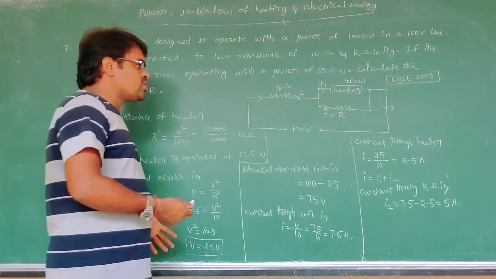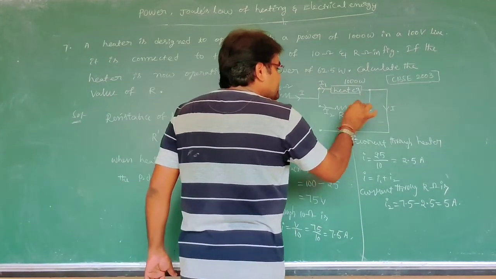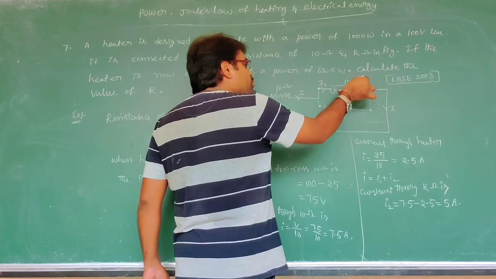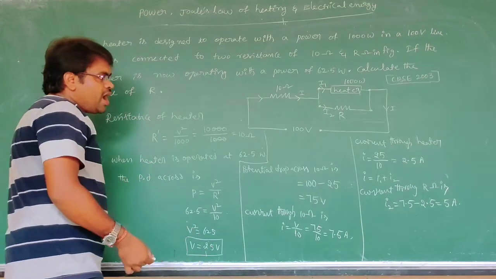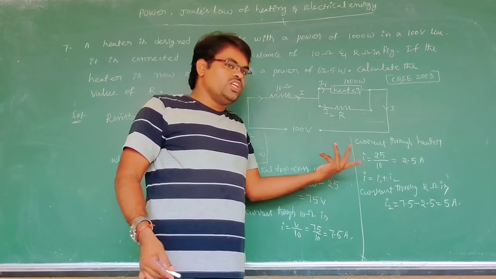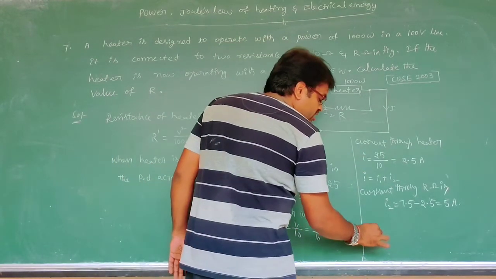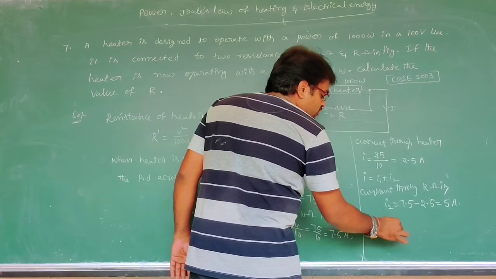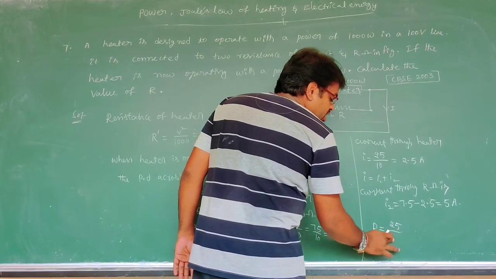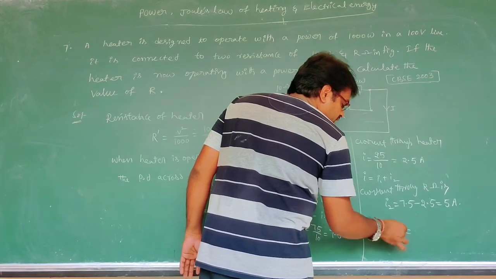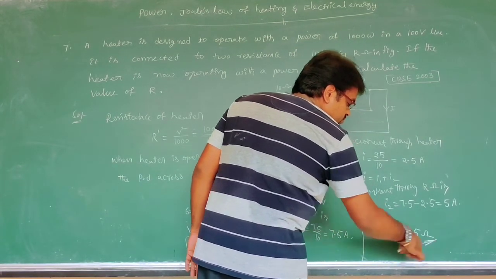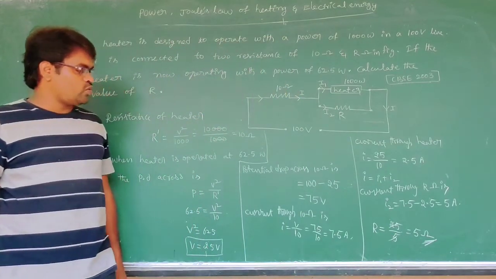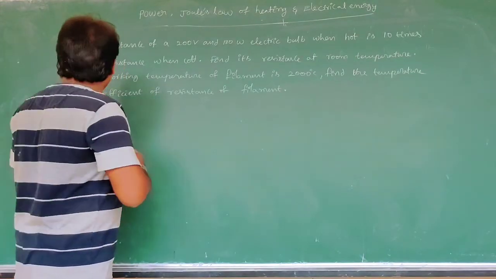We know that the potential across the resistance is equal to the potential across the heater. What we got is 25, and the current I2 value we know. Then the value of R is equal to 25 by I, that is I is 5. Then we get R value as 5 ohms. Now we are going to the 8th one.